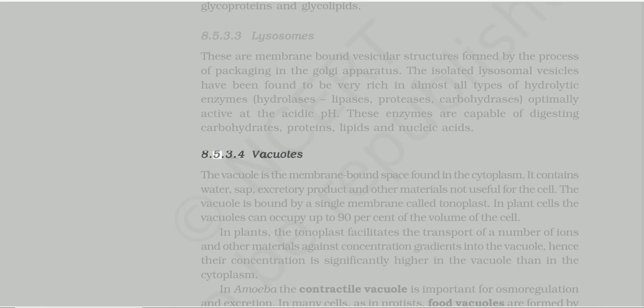8.5.3.4 Vacuoles. The vacuole is the membrane-bound space found in the cytoplasm. It contains water, sap, excretory product and other materials not useful for the cell. The vacuole is bound by a single membrane called tonoplast. In plant cells, the vacuoles can occupy up to 90% of the volume of the cell. In plants, the tonoplast facilitates the transport of a number of ions and other materials against concentration gradients into the vacuole. Hence their concentration is significantly higher in the vacuole than in the cytoplasm.